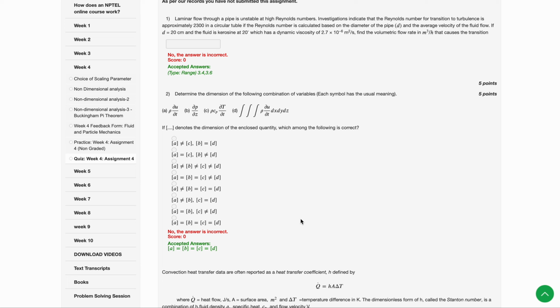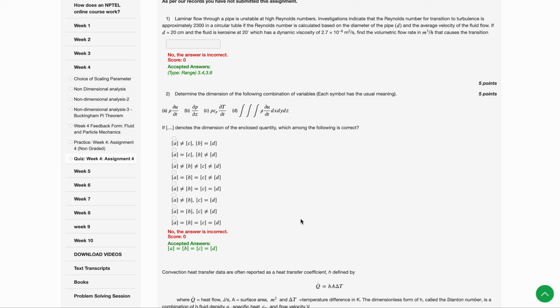Approximately 2300 in a circular tube, if the Reynolds number is calculated based on the diameter of the pipe and the average velocity of the fluid. So it is Re = D U bar divided by nu, where nu is the kinematic viscosity of the fluid.